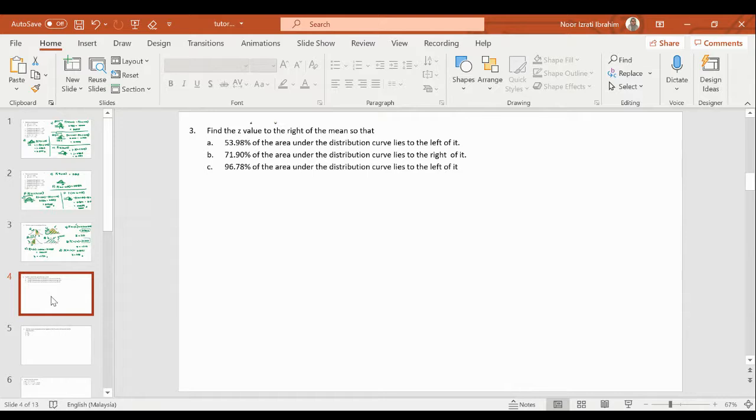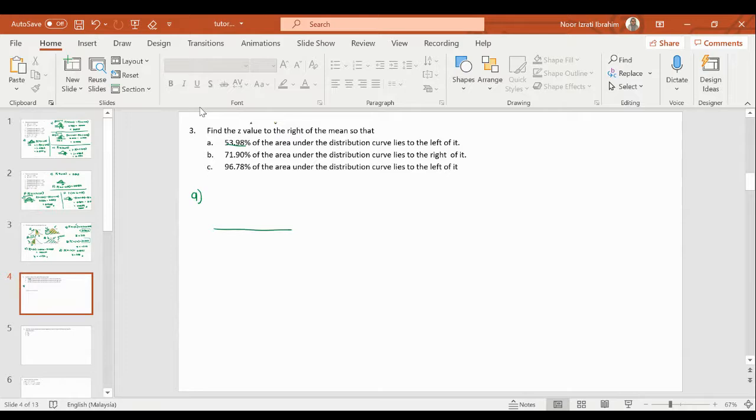Question number 3. Find the value of z to the right of the mean so that 53.98% of the area under the distribution curve lies on the left of it. Okay. For A, 53.98% lie on the left of it.